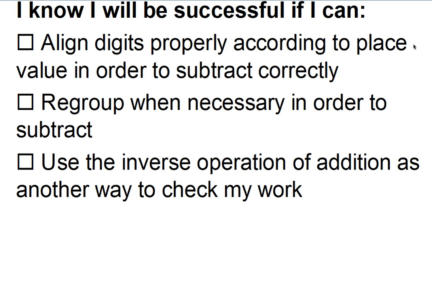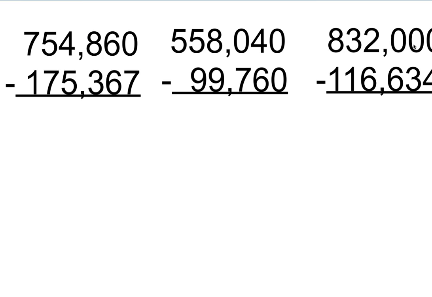In order to be successful, we have to still make sure of the following things: that we align digits properly according to place value so that we can subtract correctly. We also need to know when it is necessary to regroup and when it is not. And finally, we're still going to be using the inverse operation of addition as a way to check our work and to avoid careless mistakes for accuracy. So we're going to start by subtracting when I have one or more zeros involved. Okay.